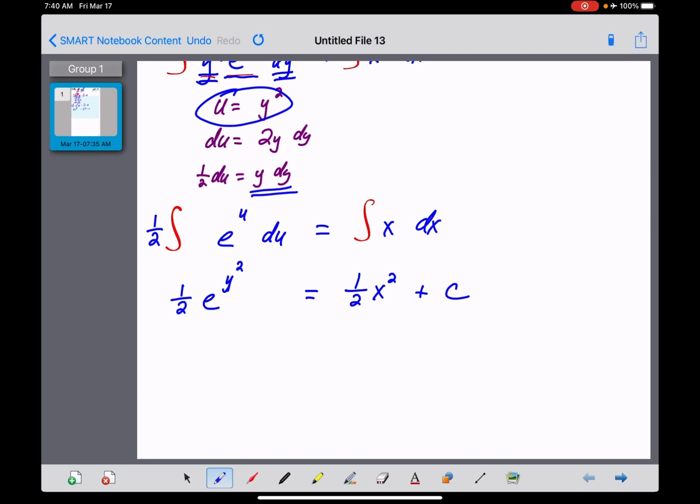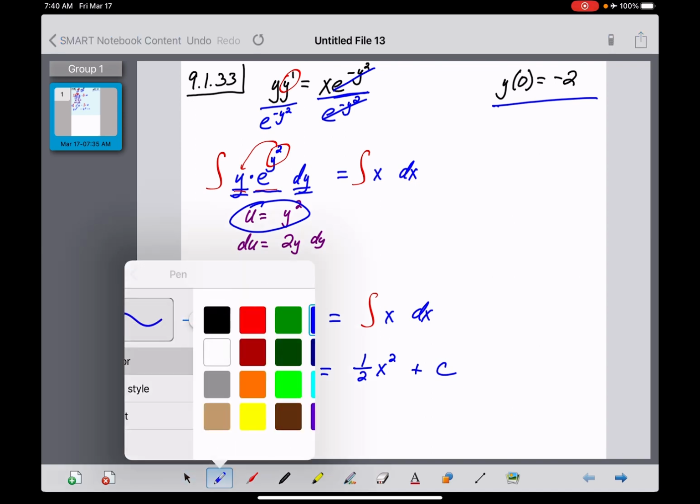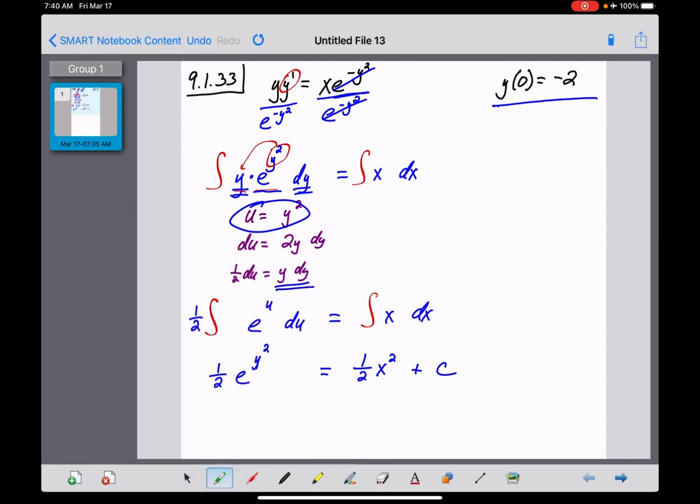And at this point, everybody, as soon as I've gone ahead and anti-differentiated, this is when I like to kind of hit pause here and do some work. I always switch to green for this for some reason, and deal with my initial condition so that we can solve for c. So we're going to put a 0 in for x, and a -2 in for y.